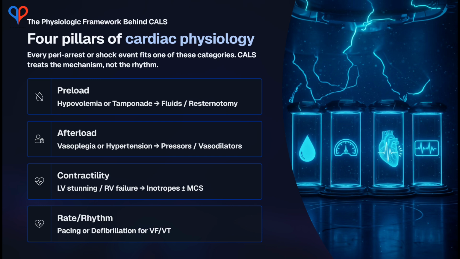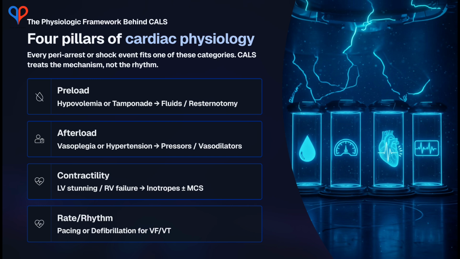Contractility means the squeezing strength of the heart muscle. After cardiopulmonary bypass, the ventricle can be stunned. Ischemia or right ventricular failure can also cause poor squeeze. Support contractility with inotropes. Use Dobutamine for inotropic support with minimal afterload effect. Use low-dose epinephrine if you also need some chronotropy or additional pressure. Consider Milrinone when there is right ventricular failure or pulmonary hypertension, because it reduces pulmonary vascular resistance.